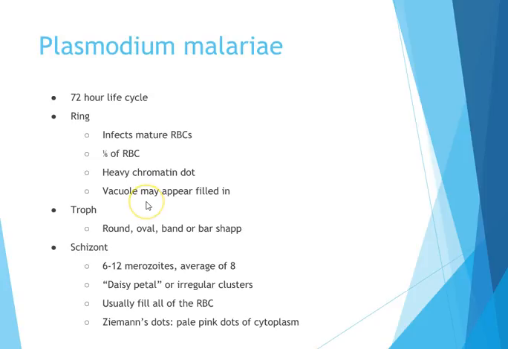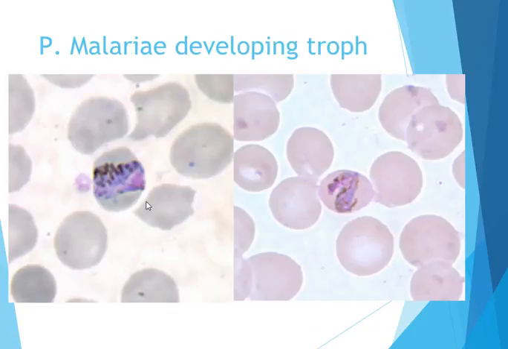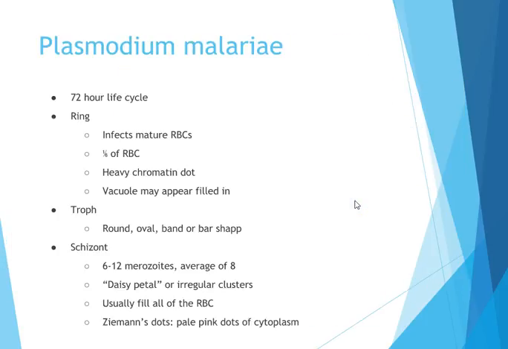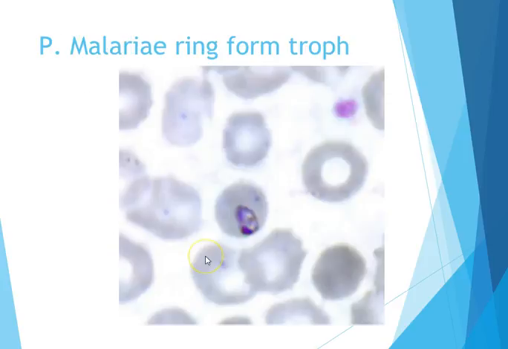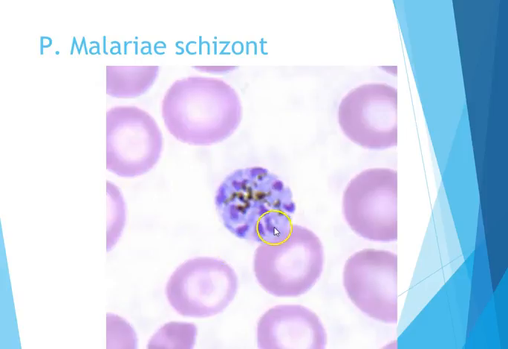The troph can be a band or a bar shape like this. The schizont can have 6 to 12. This is just like the previous one. But if you see something that's supposed to look like a daisy petal, then you know it's malariae. They're kind of arranged to look, I mean, I know it doesn't really look like a petal, but they're not arranged like the other ones.